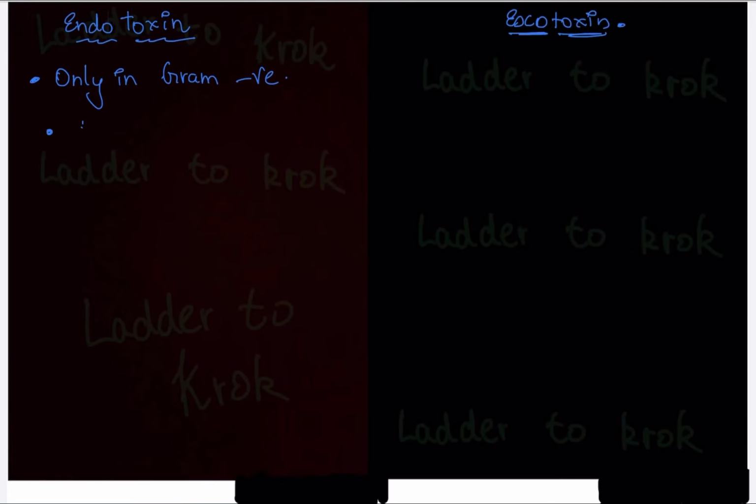They have low antigenicity, and they are usually formed in our body on the lysis of bacteria. Whenever bacteria lyse, the bacteria break, then this endotoxin is released.